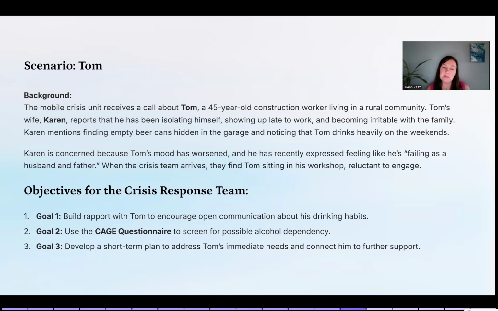Karen is concerned because Tom's mood has worsened, and he has recently expressed feelings like he's failing as a husband and a father. When the crisis team arrives, they find Tom sitting in his workshop, reluctant to engage. So the objectives. Objective 1 would be to build rapport with Tom to encourage open communication about his drinking habits. Goal 2, use the CAGE questionnaire to screen for possible alcohol dependency. Goal 3, develop a short-term plan to address Tom's immediate needs and connect him to further support.